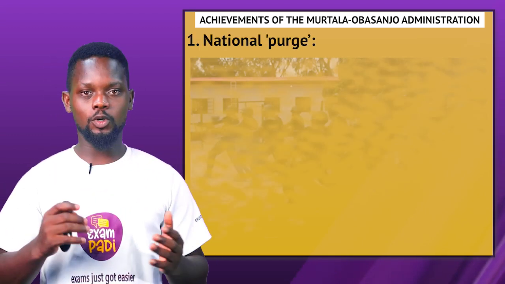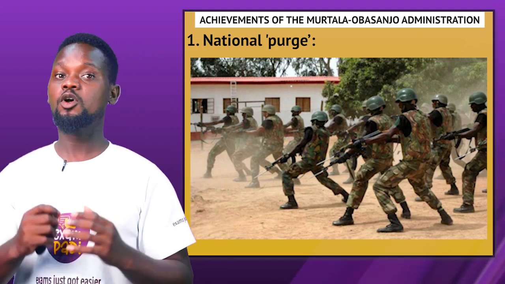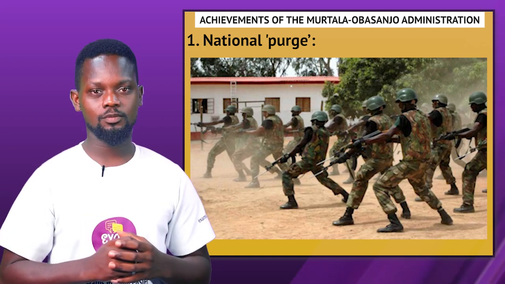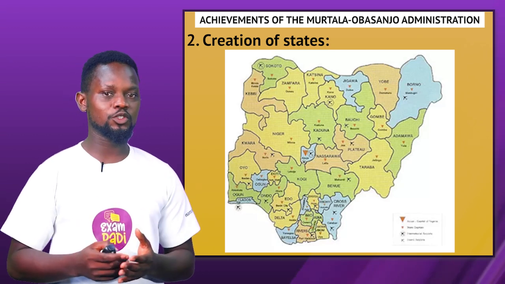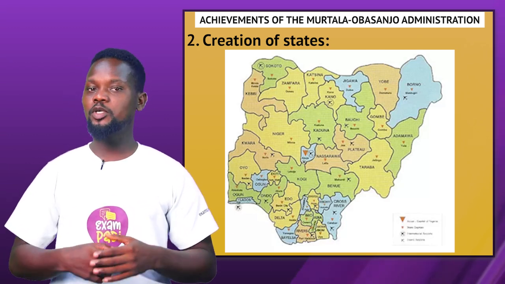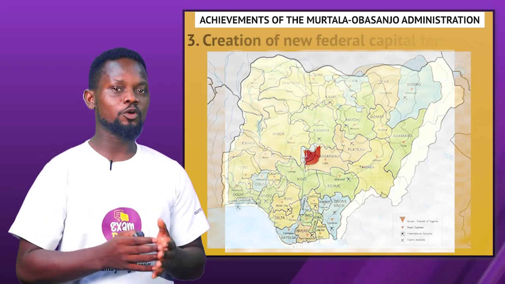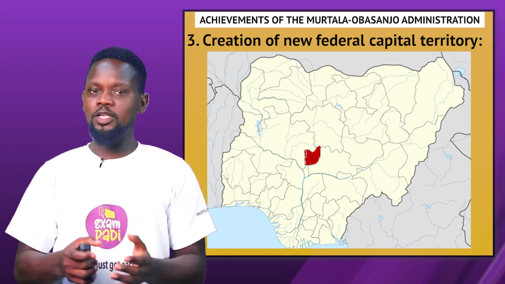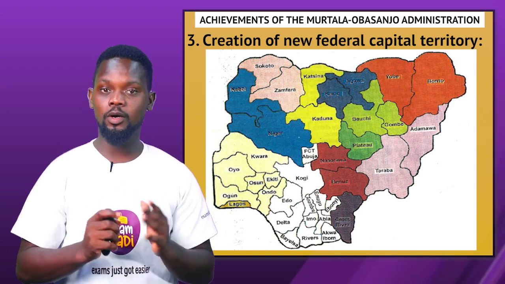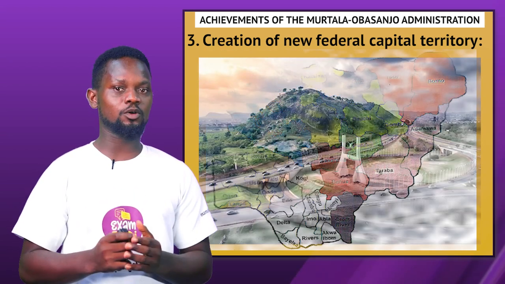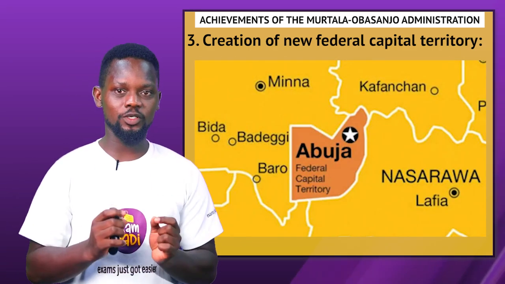Number 1. National Purge. The administration from its inception stated clearly its mission of ridding the public service of corruption and redundancy. Number 2. Creation of states. The Murtala Obasanjo administration created additional 7 states, bringing the total number of states to 19. Number 3. Creation of new Federal Capital Territory. A panel was set up to consider restructuring Nigeria politically and solving the problem of a new, central, acceptable capital for the country. This panel located Abuja, which is Nigeria's capital today.